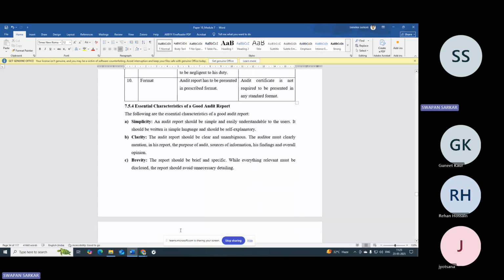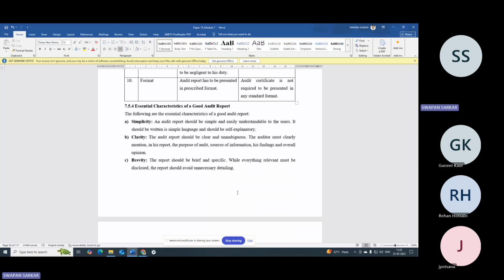Essential characteristics of a good audit report. The following are the essential characteristics of a good audit report. Simplicity. An audit report should be simple and easy to understand by the users. It should be written in simple language and should be self-explanatory.